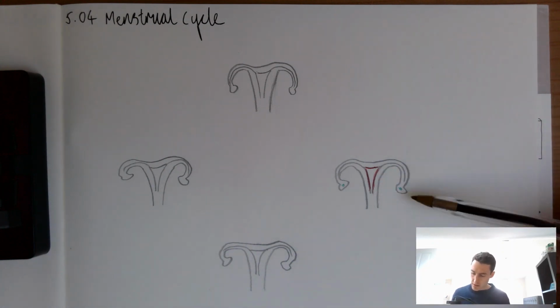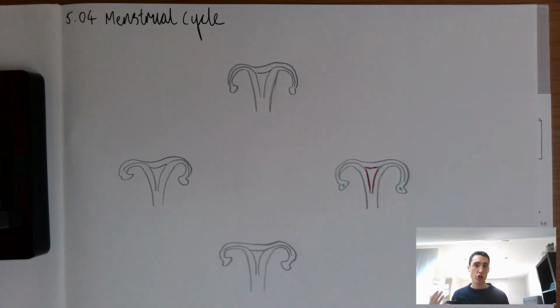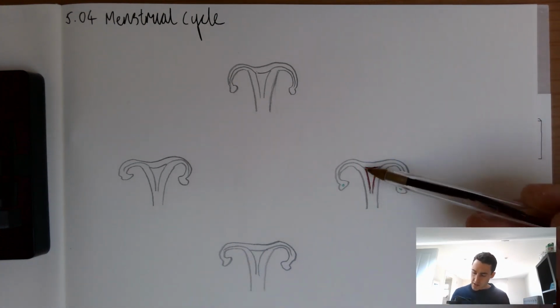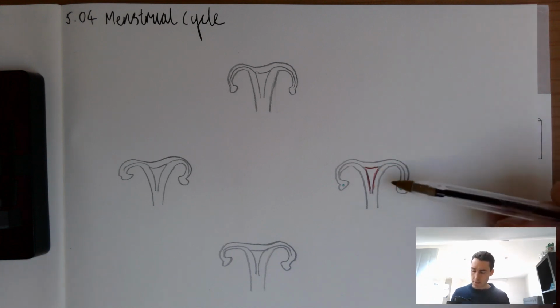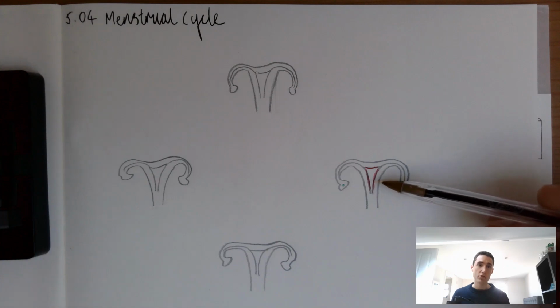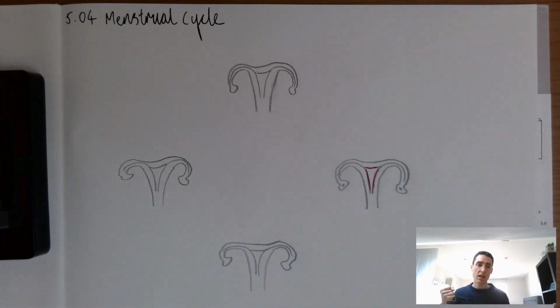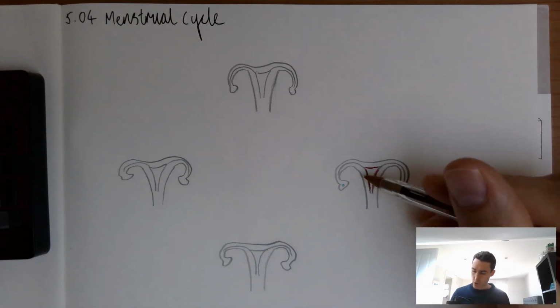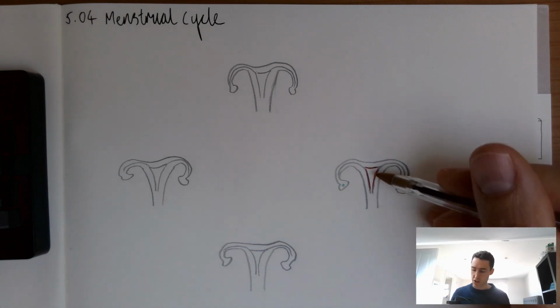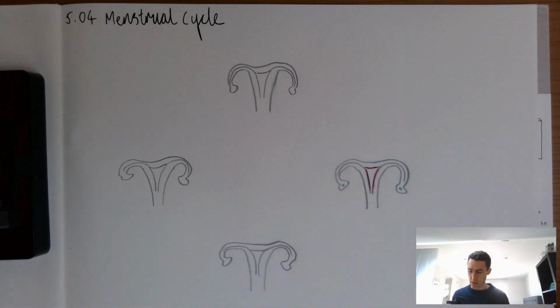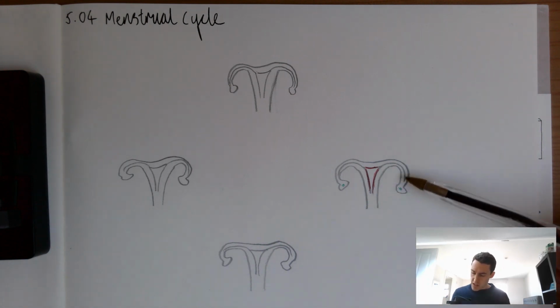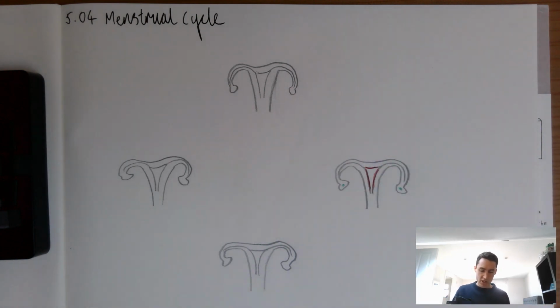The reason the egg starts to mature is, obviously, we need an egg, otherwise fertilization wouldn't be able to happen. The reason the lining starts to thicken is because after fertilization occurs, this is where the embryo is going to get implanted. So we need a nice thick wall in order for the baby, if fertilization occurs, to grow inside the uterus. That needs to be really strong to hold the baby in place. So this is, for me, a good place to start.